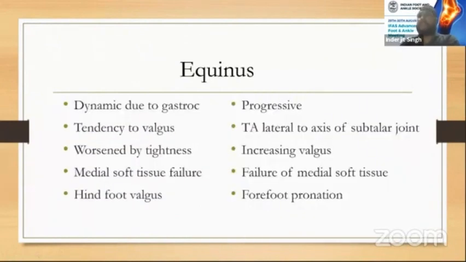So what actually happens is, once the tibialis posterior goes into dysfunction, the equinus happens, which is dynamic and progressive. The body tries to correct the equinus by going into valgus. That's where the hindfoot valgus happens. And the tendo Achilles goes lateral to the axis of the subtalar joint. This again, if the gastrocsoleus complex is tight, is worsened, and the valgus keeps increasing to keep trying to propel the body forward, which leads to the medial soft tissue failure. And this soft tissue failure again leads to the progressive hindfoot valgus, and the forefoot goes into pronation.